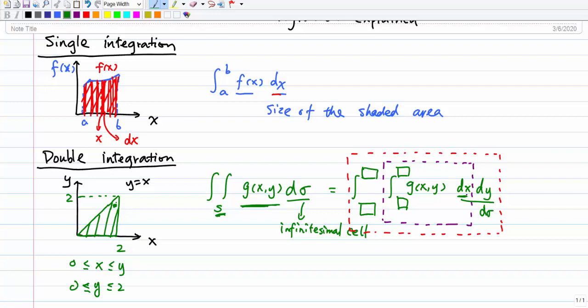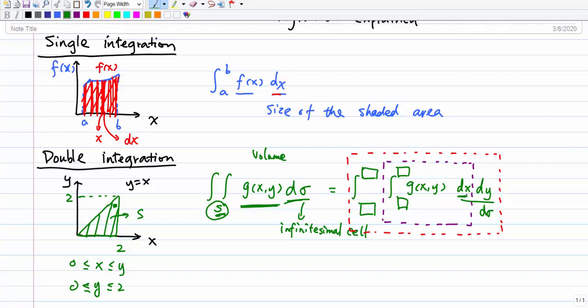Notation-wise, this can be written as the integral of g(x,y) dσ. Again, for any point we can define g(x,y), and dσ is an infinitesimal cell around this point (x,y). Given a point here, this is a very tiny cell around it. You do this product, and it gives the volume of water or liquid collected for this tiny cell. If you integrate over the entire area S, we get the total volume. That's the standard double integration.